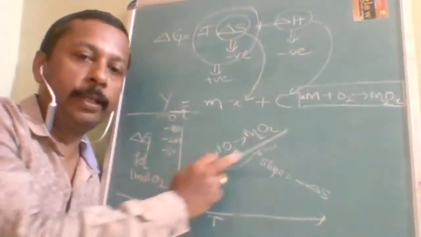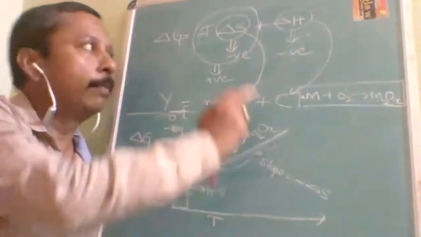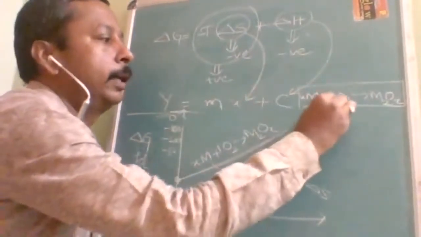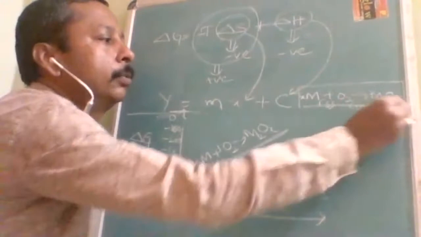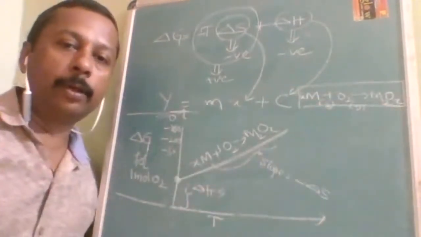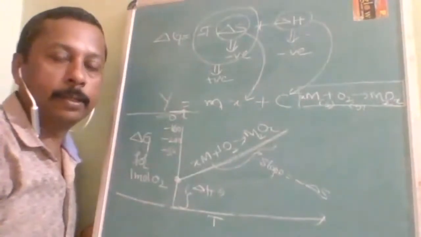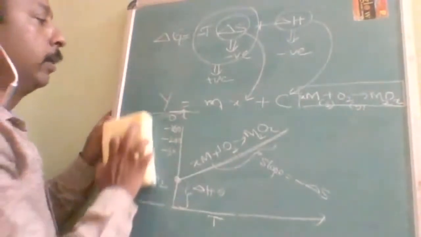And the slope, why is it positive, is it understood? Because entropy decreases. Why does entropy decrease? It is changing from gases to solid. Now, how will the questions be framed over it? So I will give you one model question.